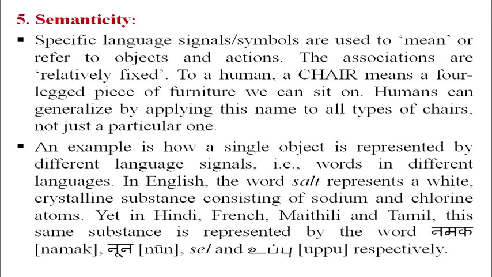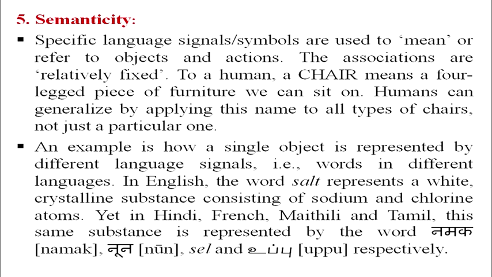The next feature is semanticity. So, in every human language we have words and symbols we use to denote some objects and actions, but these associations are relatively fixed. That means, there is relatively fixed meaning. To a human, for example, a chair means a four-legged piece of furniture we can sit on.